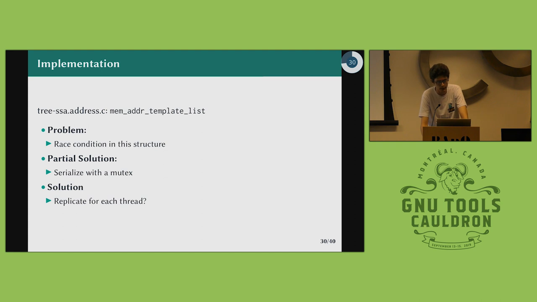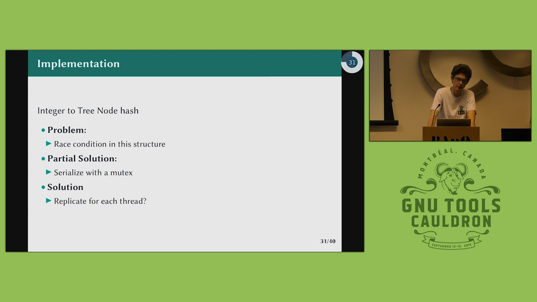And we also have this mem address template list, which is in tree-ssa-address, which seems to convert addresses to symbols. I don't know exactly what this structure does. And there was a race condition on this structure. Currently, we serialize with a mutex. However, I don't know if we should replicate this for each thread.